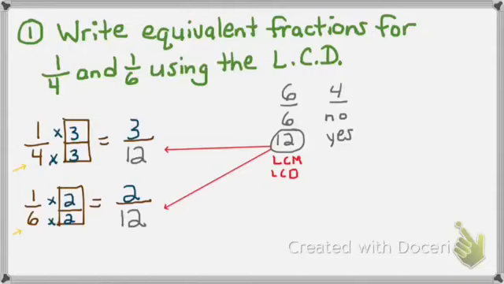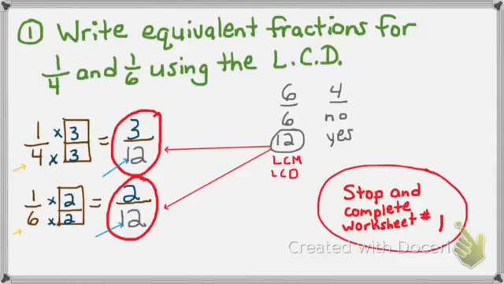So now my equivalent fractions for 1/4 and 1/6 using the LCD are 3/12 and 2/12. Notice that my new answers have the same common denominator of 12. That's what I wanted them to have. And my top fraction, 3/12, is equivalent to what I started with, 1/4. My bottom fraction, 2/12, is equivalent to what I started with, 1/6. So these are equivalent fractions using the LCD. Please stop the video and complete worksheet number 1 right now.